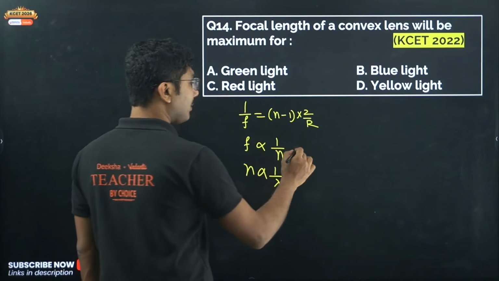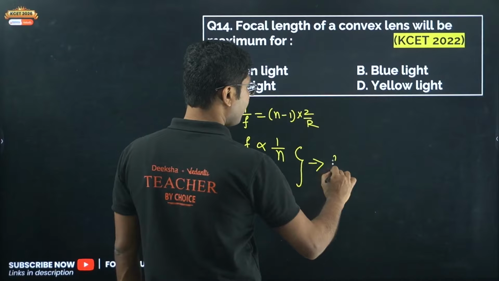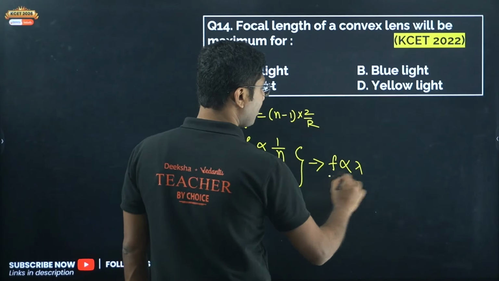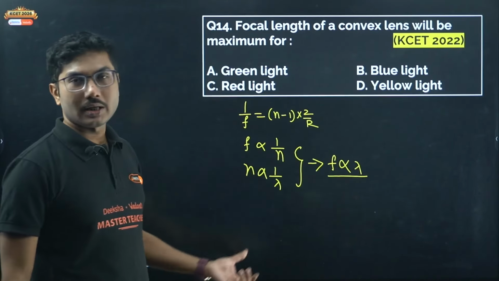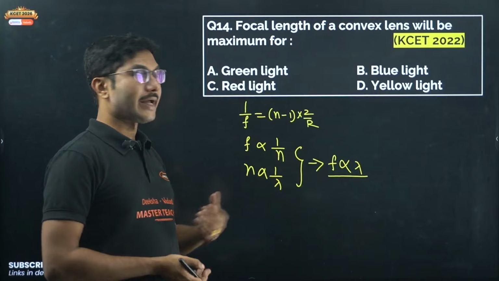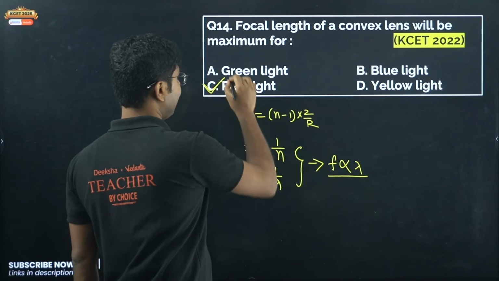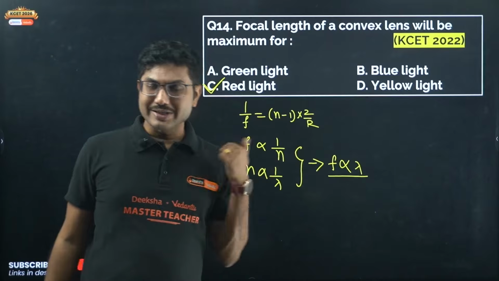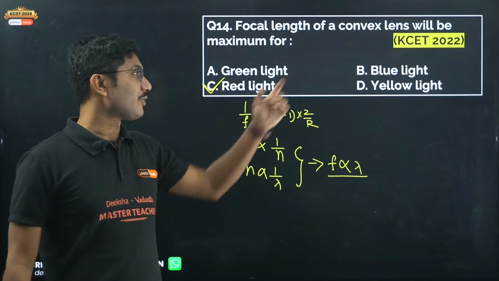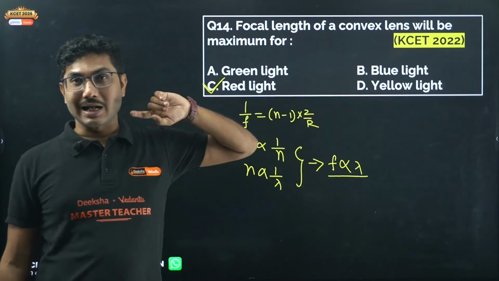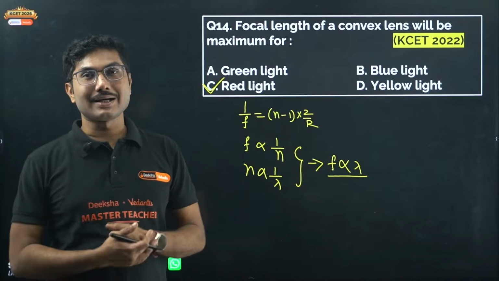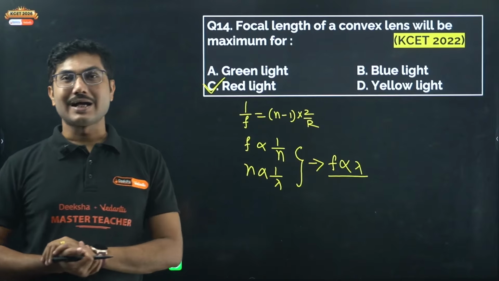So enemy of your enemy is my friend. From that logic, focal length must be proportional to lambda. So higher the wavelength, higher will be the focal length. So again, the red light is the answer. But remember that not always red will be the answer. There are some instances where blue or violet was the correct answer. So in this case, red light is the correct answer. That means red light has highest focal length.